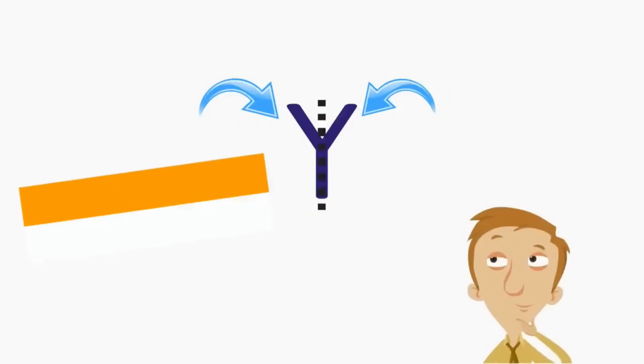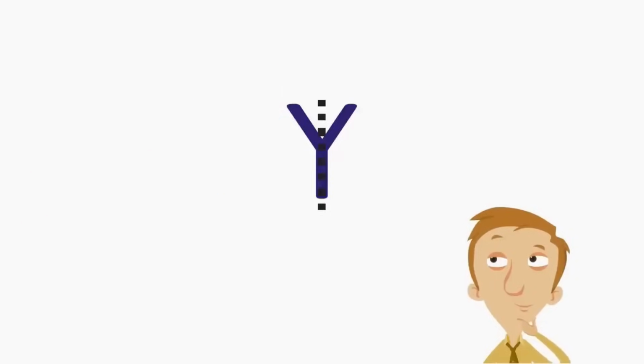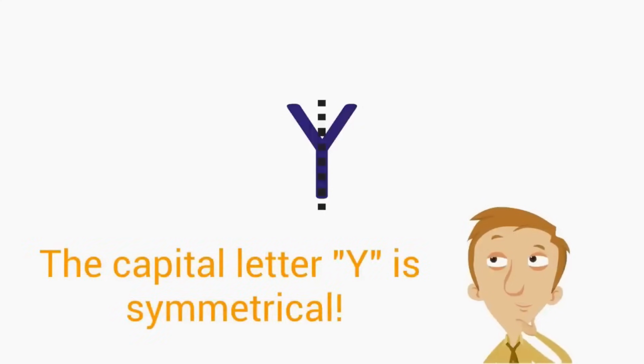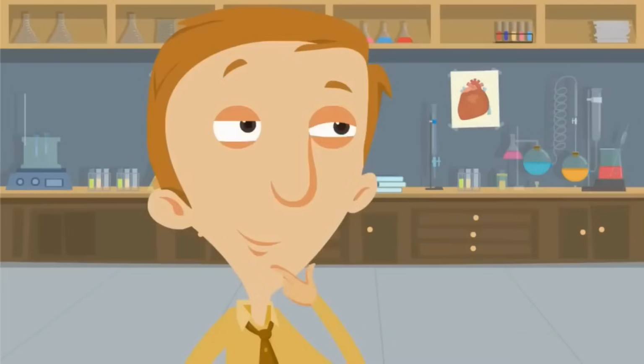You got it. Both sides match each other. Aw, best friends. I assume they match, they might be friends. When the two sides match, that tells us the capital letter Y is symmetrical. It has symmetry.